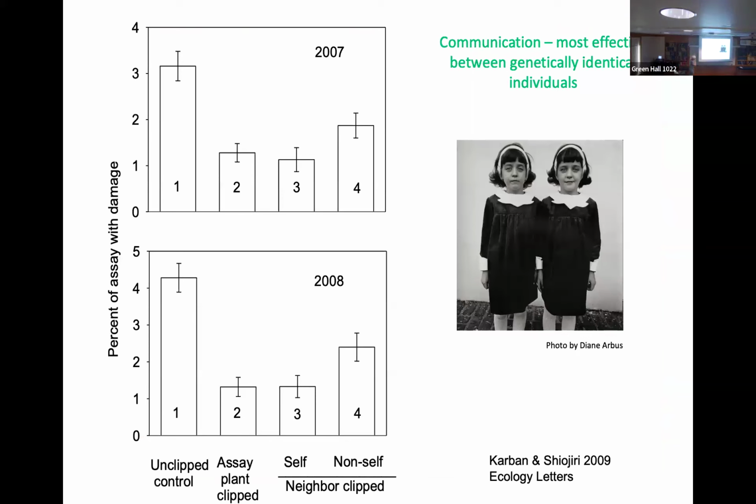So in this experiment, we have 4 treatments, an unclipped control. They got lots of damage. A treatment where the assay branch, the assay plant itself, was clipped. That got a lot less damage, but the interesting ones are here. When the cue came from a genetically identical neighbor, the reduction in damage was greater than when it came from a genetically distinct neighbor. So plants seem to be able to communicate more effectively when the communication is, essentially, with themselves.